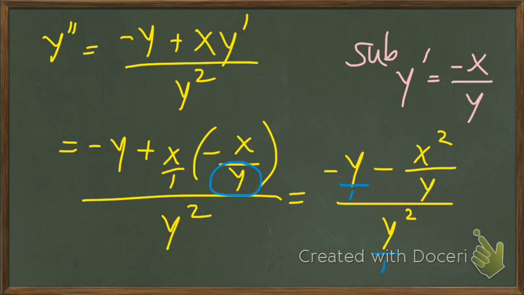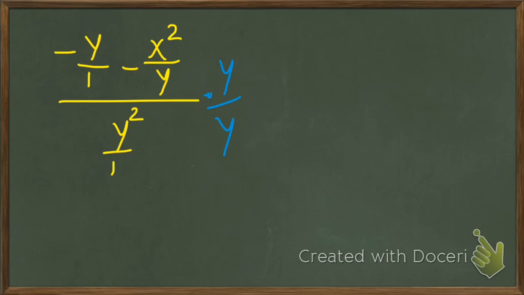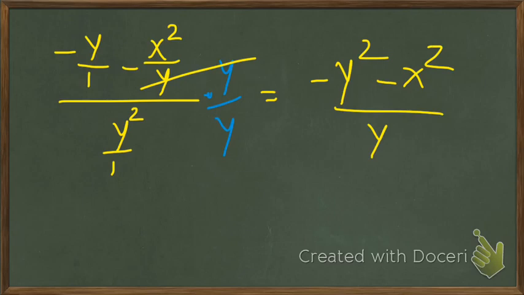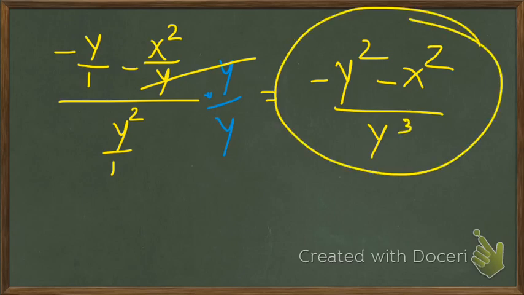To simplify this complex fraction, we multiply top, bottom, left, and right by y. Okay. When we do, what have we got? We've got negative y squared minus x squared all over y cubed. That is the second derivative.